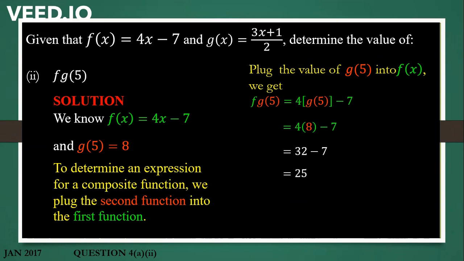My final answer is 25. Therefore, the value of fg of 5 is equal to 25. Did you get 25 for your answer? Excellent. Let us look at the third question.